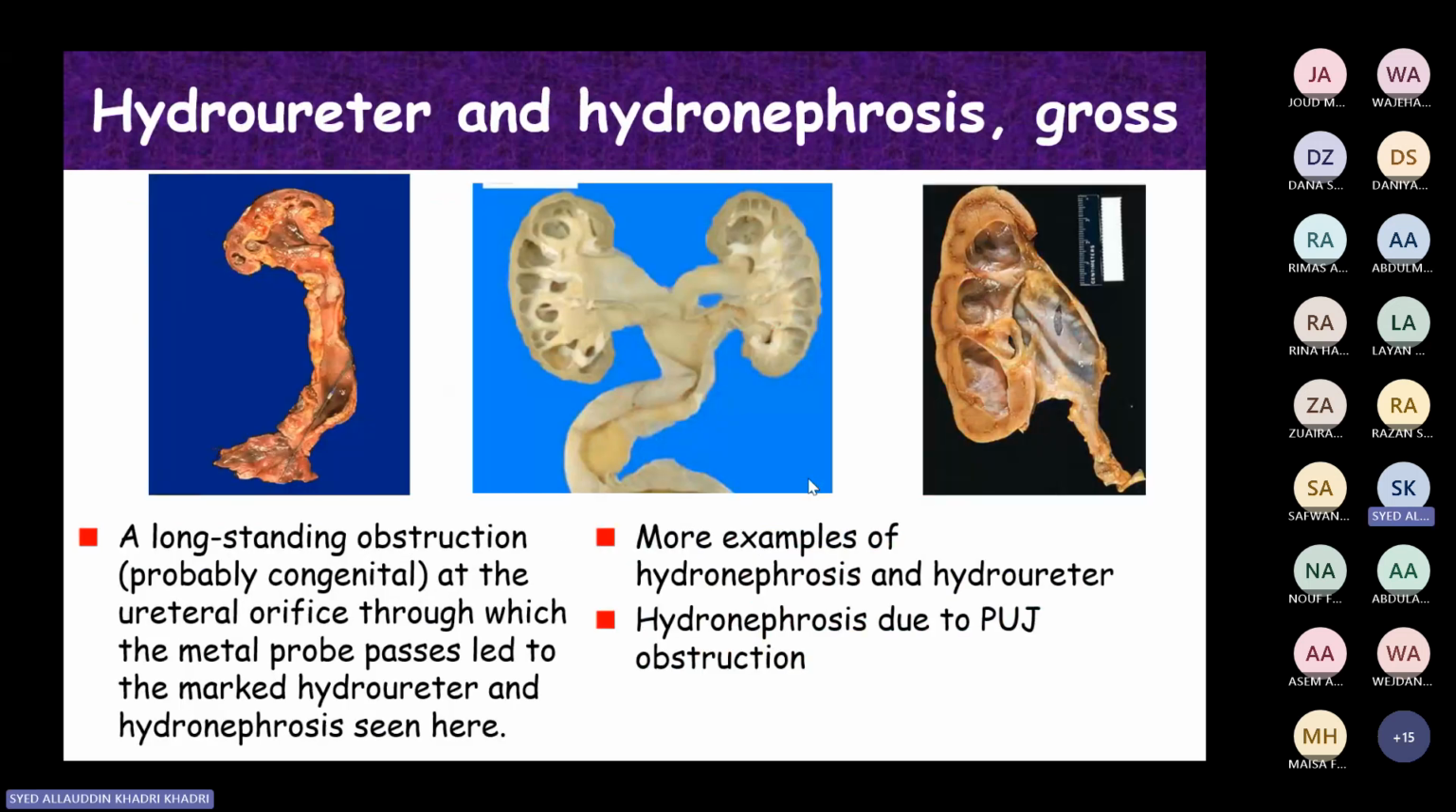And here you can see, again a very important thing to understand, a probably long-standing obstruction, probably congenital, at the uretero-orifice, through which the metal probe can be easily passed, leads to marked hydroureter. This particular area becomes the hydroureter. You can see it over here and here also. For more examples of hydronephrosis and hydroureter, you can go to Google and look at the images. You can see a lot of them, and even pelviureteral junction obstruction is quite common in such cases. Okay.